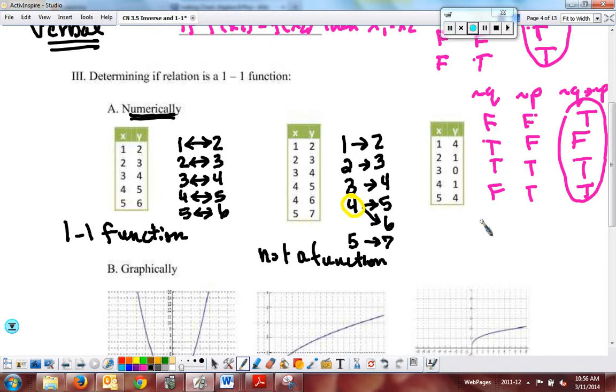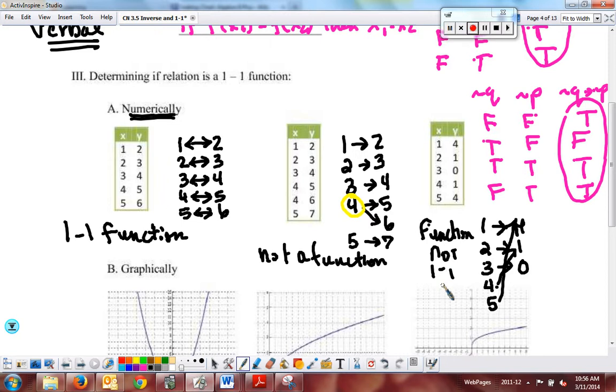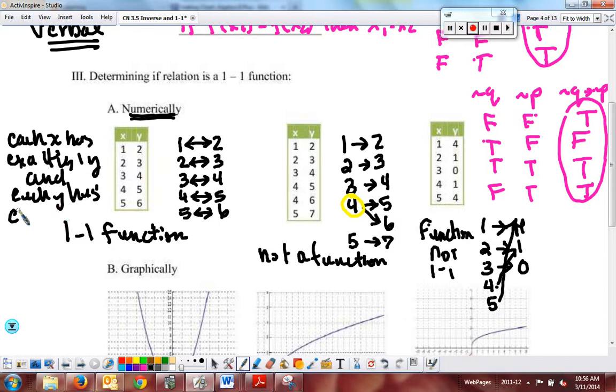Third example over here. Okay, is this a function? 1 goes to 4, 2 goes to 1, 3 goes to 0, and then 4 goes to 1, and 5 goes to 4. So it's a function, but it is not one-to-one. So I'm going to have some issues going backwards. And basically what we're looking at, if I were to explain why this is a function, each x has exactly one y, and each y has exactly one x, if I had to explain it.